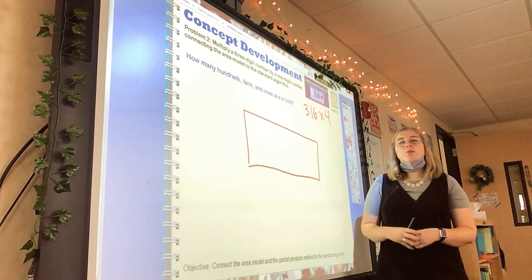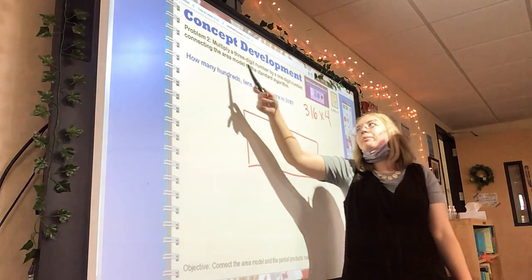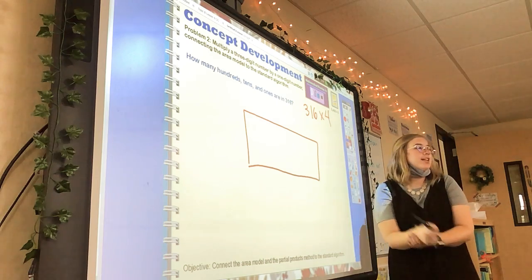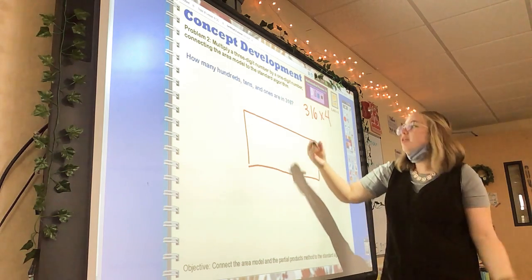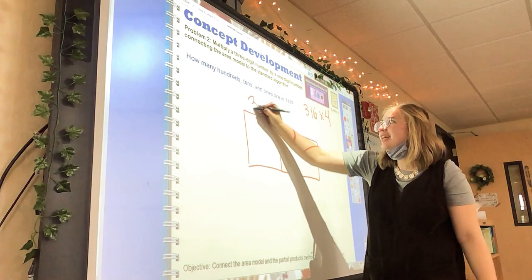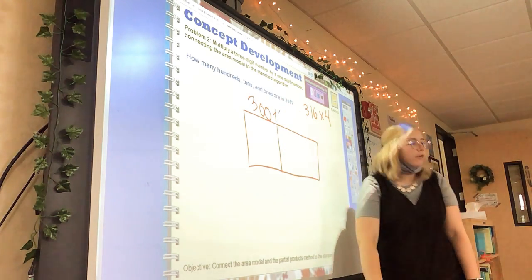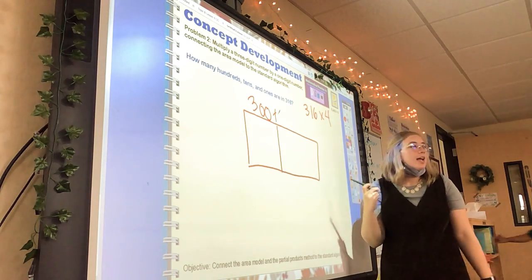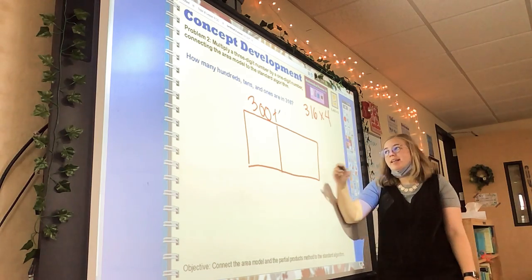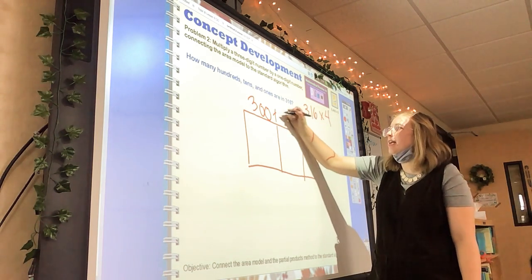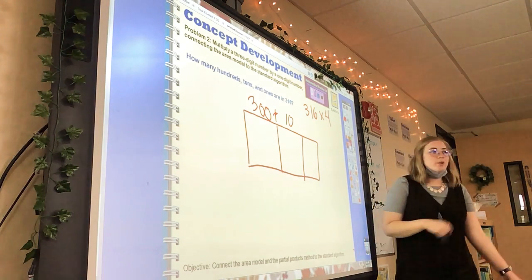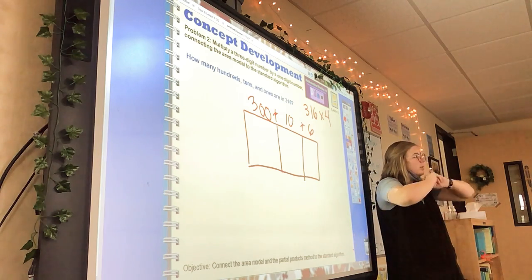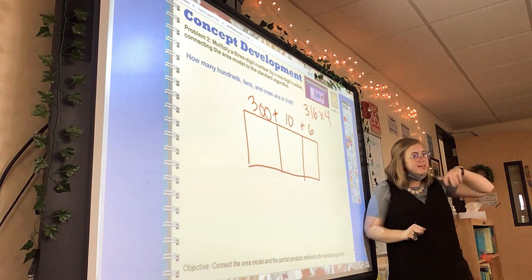Remember, to write in expanded form, I can ask myself how many hundreds, tens, and ones are in that number. So class, how many hundreds do I have in 316? 3. I have 3 hundreds. So 300 is the first part of my expanded form. How many tens do I have? 1. Okay, so 1 ten is just 10, right? And then how many ones do I have? 6. So 316 split into expanded form is 300 plus 10 plus 6.